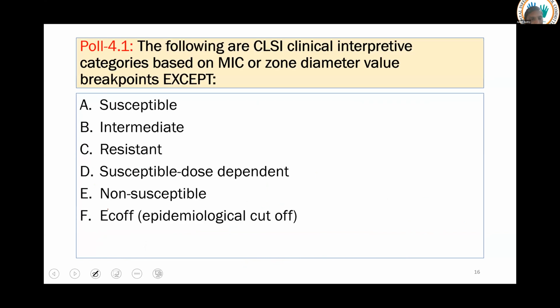Can you display the poll questions, please? The poll number 4, can you display, Neeraj? Yes, sir. I'm displaying.